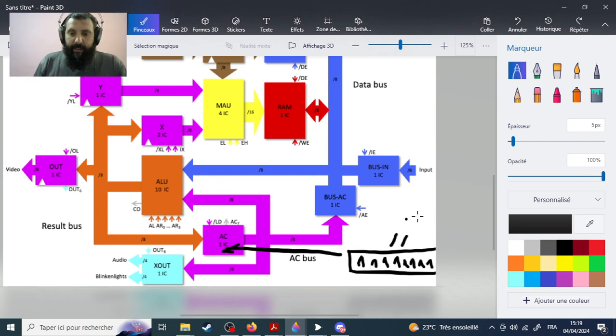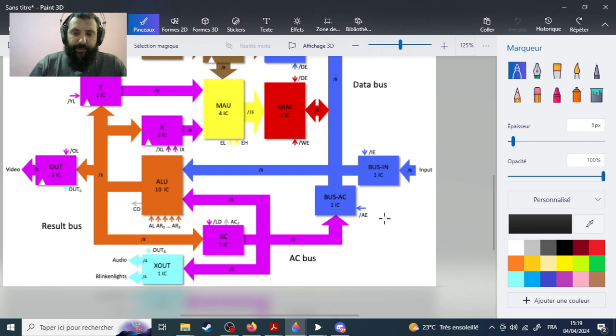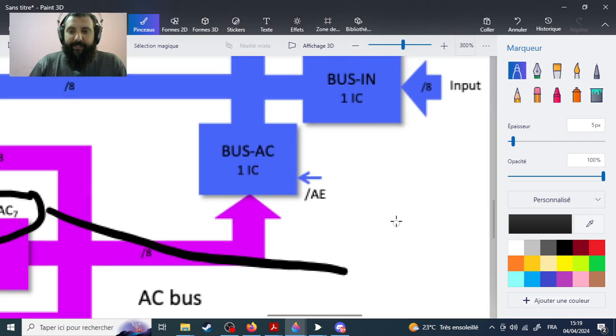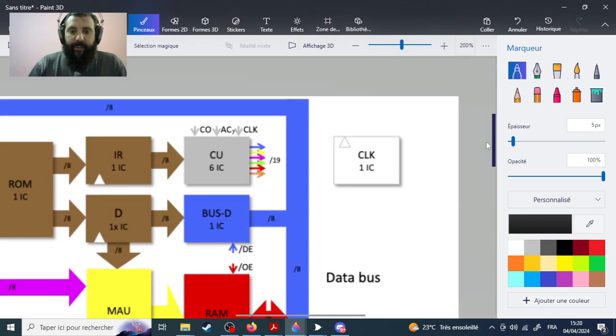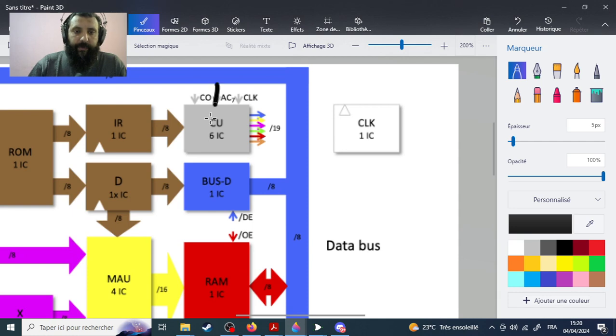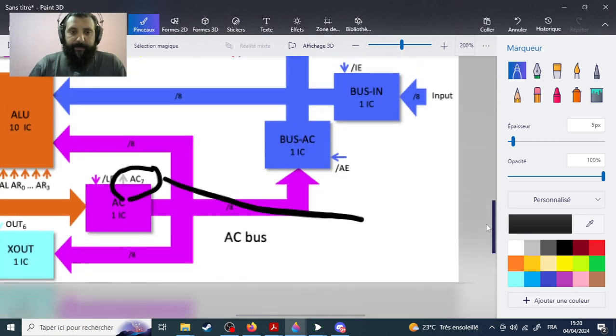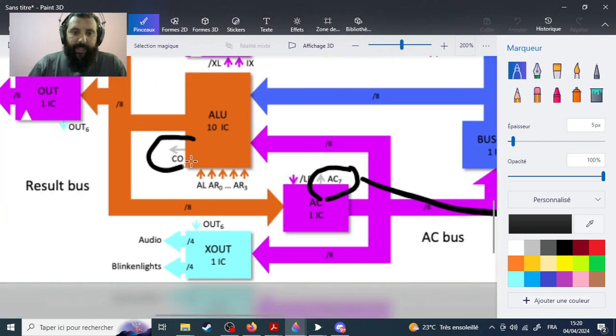Anyway, the idea is that we will use the last bit, the sign bit, and we will give it to the CU to check the condition. You have this bit. And we have the CU.